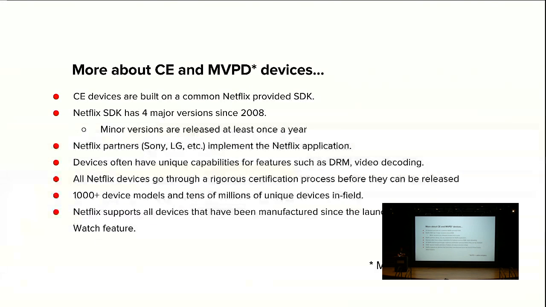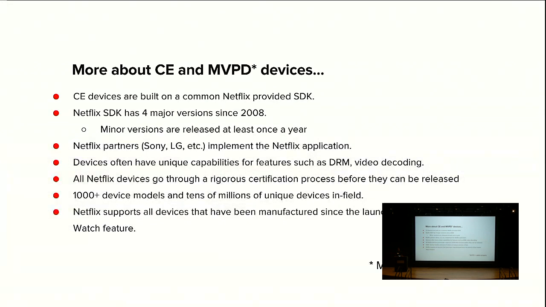So, like I said, these devices are all built on a common Netflix-provided SDK. There's been 4 major versions released since 2008 when the first devices were introduced to the market. Minor versions are released every year. The partners implement the application. We help them in that process, but they really own the code and implement it. The devices all have unique features. So for DRM or video decoding, depending upon the platform, it may use its own specific technology.